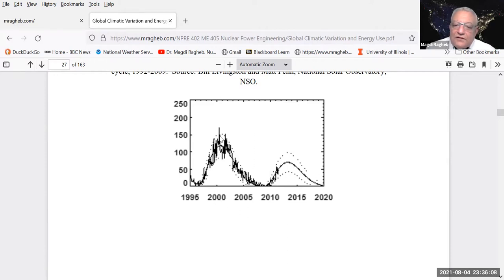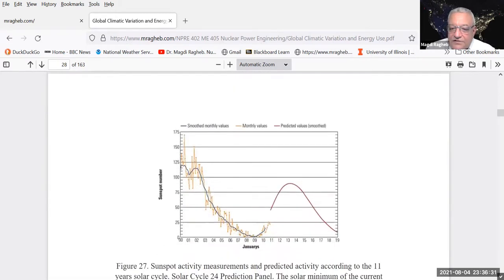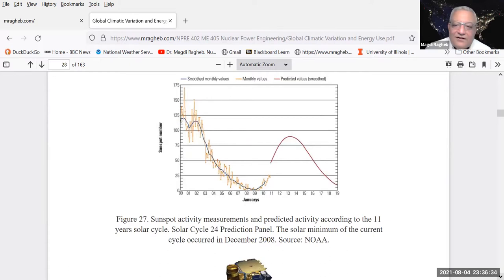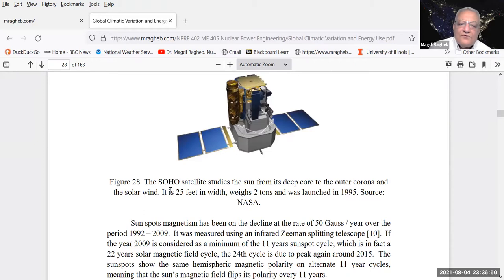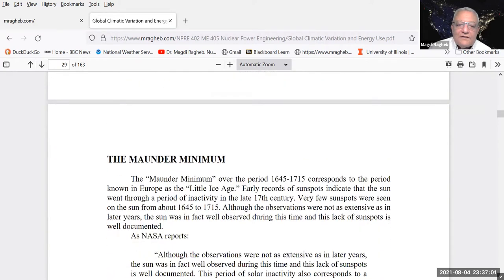For instance, it reached a peak in 2000. It reached a peak in 2015, according to prediction. But at the maximum of the solar cycle, the intensity of the sun's magnetic field, and how it affects cloud formation on Earth, was lower in 2015 than it was in 2000. So in that case, we can suggest that the sun affects weather on Earth, and there is no escaping that fact. In 2019, we started reaching a minimum, and we get those data from real scientific observations. This is the SOHO satellite that studies the sun, and it was launched in 1995. You can learn more about it by going to the NASA website.